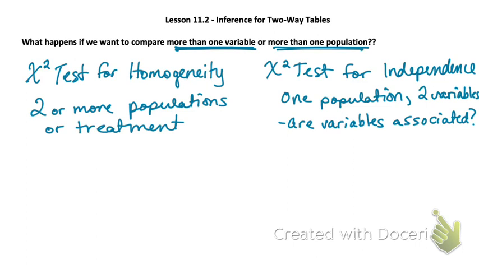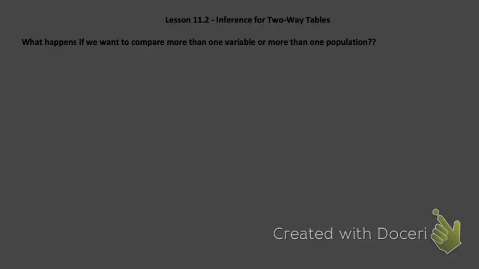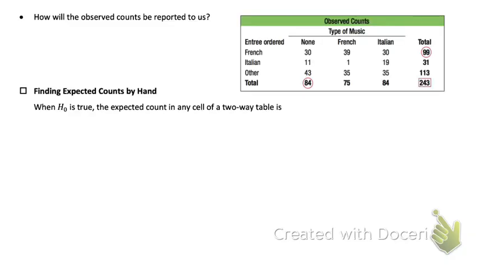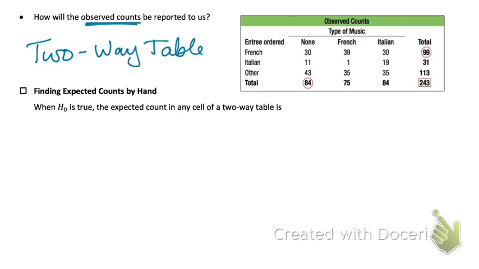All right, here's the good news, you guys. They work exactly the same in regards to the calculator. So you're really just learning one more inference procedure in your calculator, but it works for both of them, independence and homogeneity. How will the observed counts be reported to you? It will be reported to you in a two-way table. This is going to be true for homogeneity and independence. You will get a two-way table similar to this one.